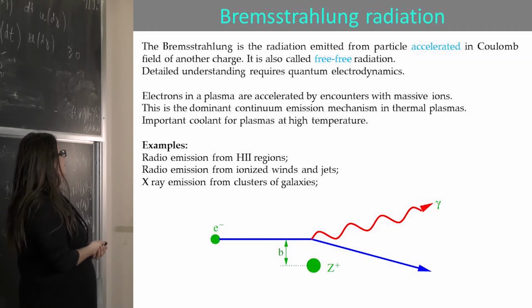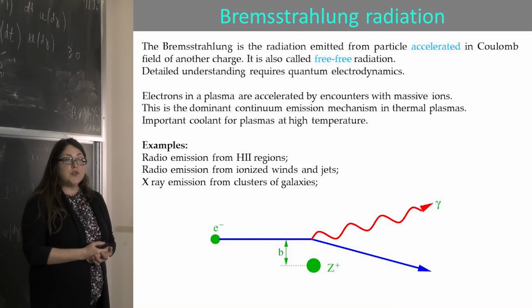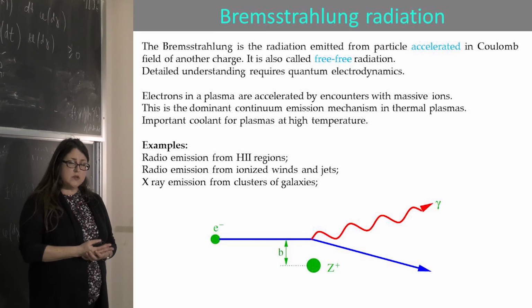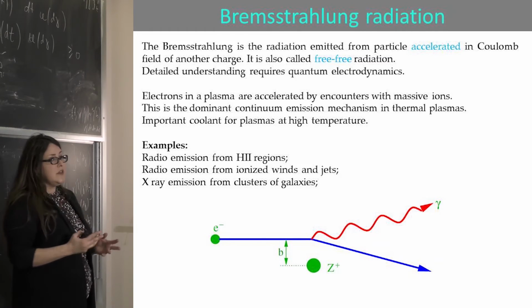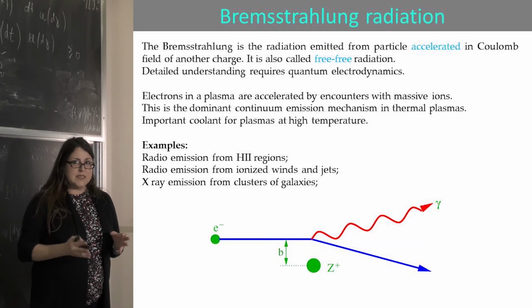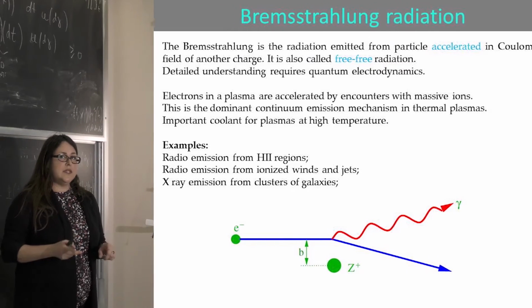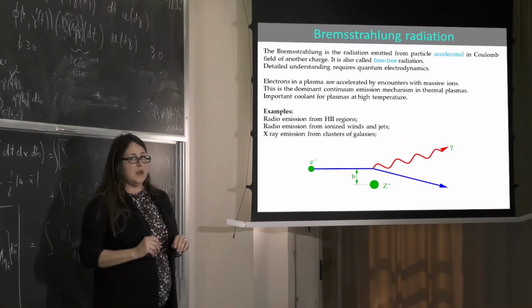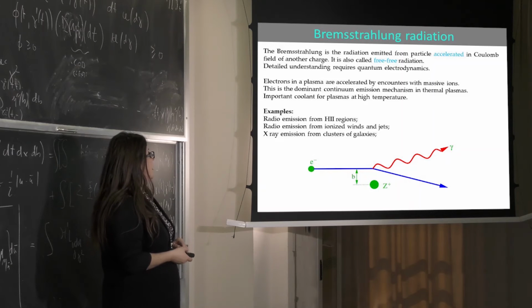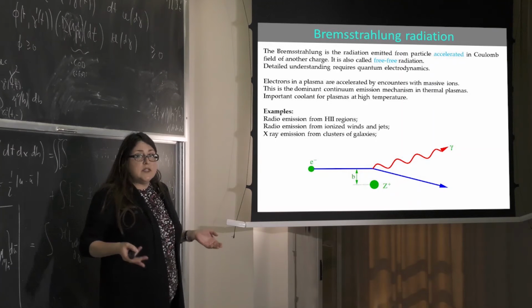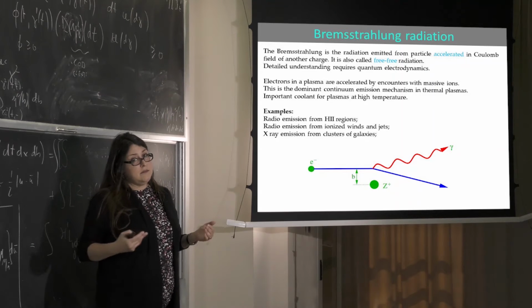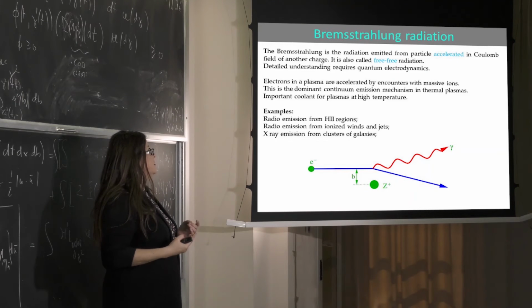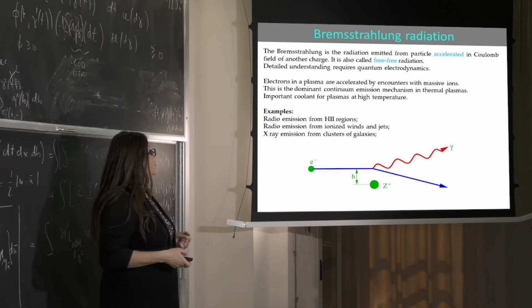The detailed treatment of the Bremsstrahlung radiation requires quantum electrodynamics. However, we can get important qualitative results even without using the full quantum formalism. We know that in astrophysical plasma, the electrons are accelerated by interaction with the positively charged ions.